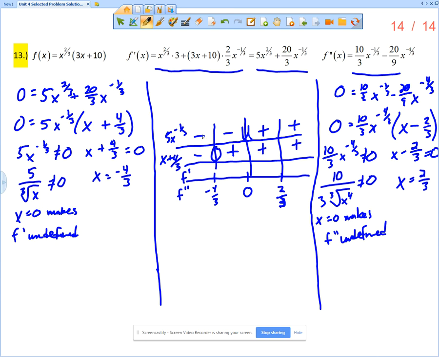All right, so now that means the first derivative is negative times a negative, which is positive. Negative times a positive, which is negative. Positive times a positive, which is positive. And positive times a positive, which is positive. So that's the first derivative.